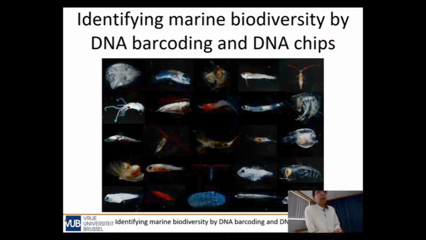So now we come to the key. Before it was the function of biodiversity, and now it is about how to know how much biodiversity is actually there. And I will talk about DNA barcoding, so using a certain marker gene for identification, and then one method that we developed, or worked on some years ago in a project, so-called DNA chips to identify fish species.